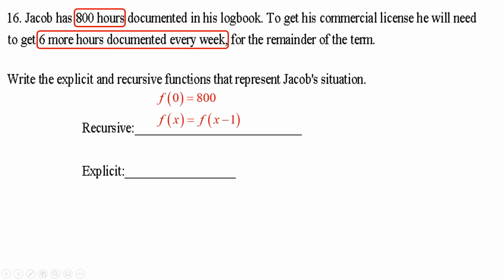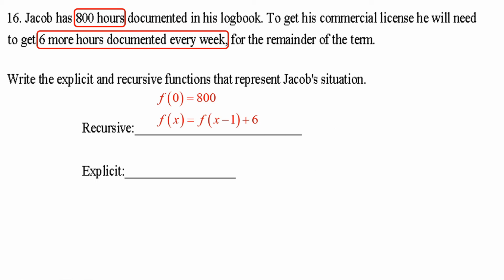And now what's the pattern of change? Well, what does he need? He needs 6 more hours documented every week. So every week we're going to add 6. That would be f of x equals f of x minus 1 plus 6. There's your recursive right there.